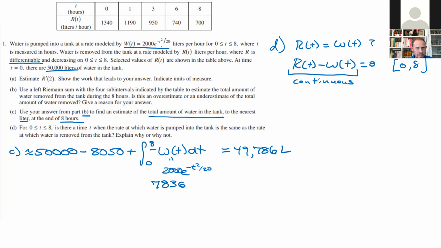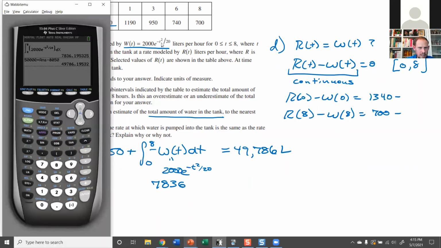And if it's continuous and it's positive at one place and negative at the other place, then it must equal 0 somewhere by the intermediate value theorem. So let's just try the endpoints. What's R of 0 minus W of 0 equal to? And what's R of 8 minus W of 8 equal to? Well, R of 0 is 1340, and R of 8 is 700. And let's see what happens at these other 2 points. So we've got to plug into our function, this guy.